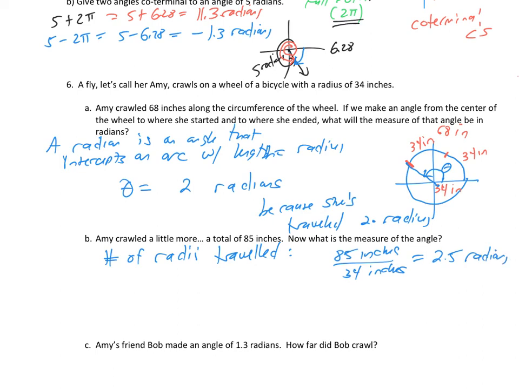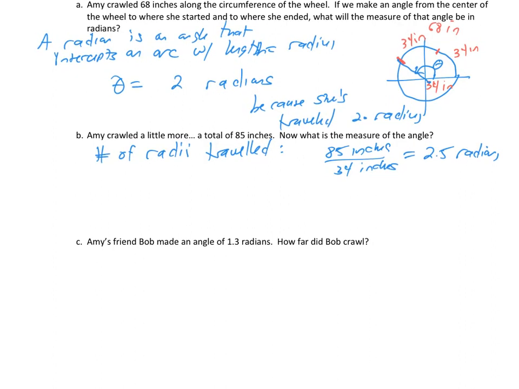And letter C, Amy's friend Bob made an angle of 1.3 radians. How far did Bob travel? Right, so I can convert this. I can say 1.3 radians. Every radian that he travels, he's going to be traveling 34 inches on the circumference, right? Each time you travel 1 radian, you travel the radius. And if you multiply this out, it turns out to be 44.2 inches.